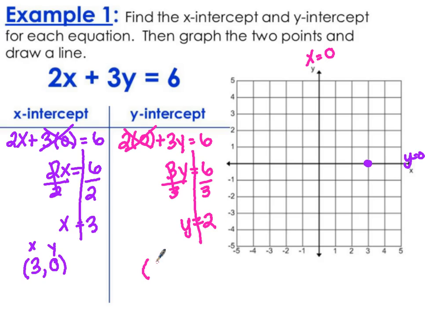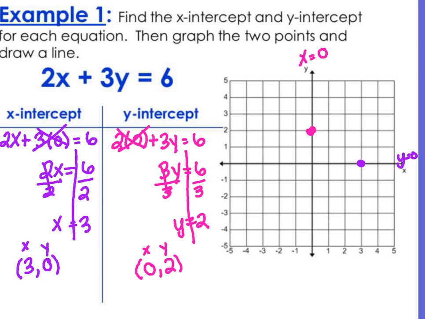I write my ordered pair. I put 0 in for x. I got 2 for y, so that's the ordered pair (0, 2). And that's where my line is going to sit. So now I'm just going to draw my line between my 2 points. As straight as you possibly can. I cannot draw straight lines, even with this thing. But this is what your line would look like.